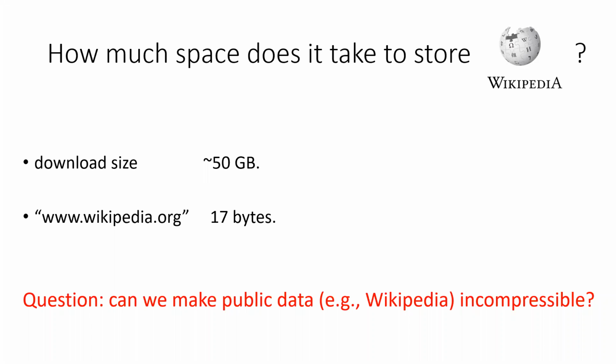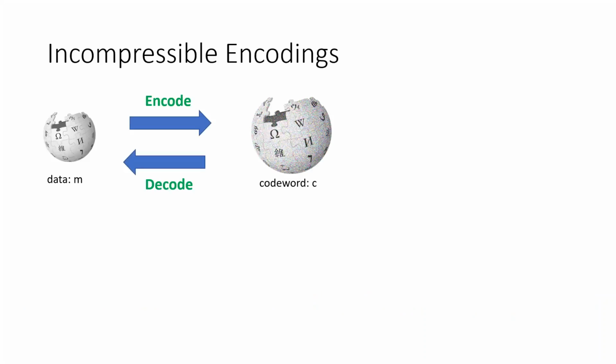It turns out that there's a couple of really nice applications of these things. So here's an incompressible encoding. Let me get straight to it. It just consists of an encoding algorithm and a decoding algorithm. These are public algorithms. There's no secret keys or anything. Anybody can run them. The encoding algorithm takes some underlying data M, let's say the Wikipedia data, and encodes it in some probabilistic way. It's a randomized algorithm, and it outputs a codeword C.